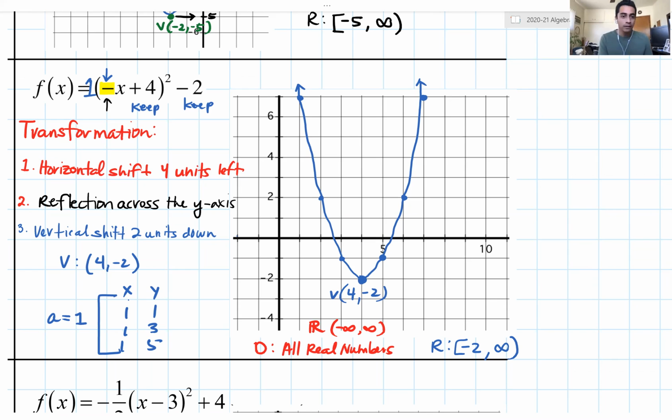Okay, not too bad, right? The graphing, the transformations, very, very similar to absolute value, right? So that's why we did absolute value first, right? And then we just carry on what we know into the next function because it's so similar. All right, any questions so far? How are we doing?